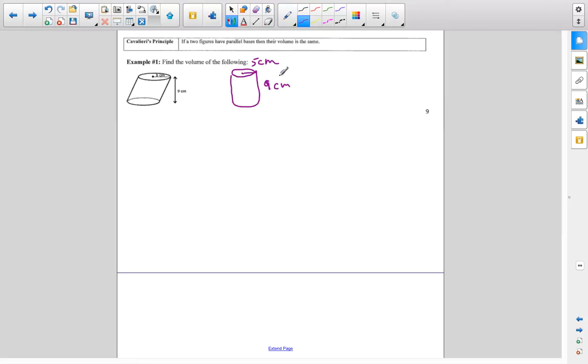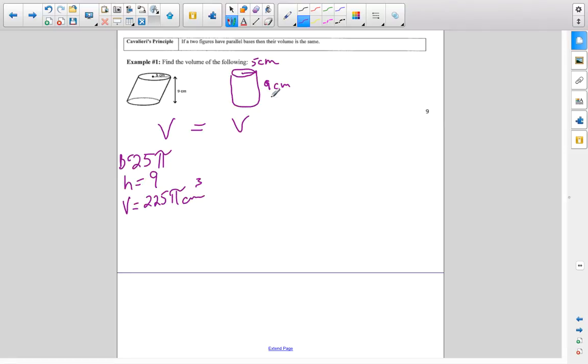Cavalieri's principle says if they have the same height and the area of the base is the same, then their volumes are going to be equal to each other. It kind of makes sense, even though this one looks a little slanted here. The area of its base is 25 pi. The height is 9. So when we take the area of the base times the height, we're going to get 225 pi, and that's going to be centimeters cubed. Because 9 quarters is $2.25, that's how I was able to multiply 25 times 9.